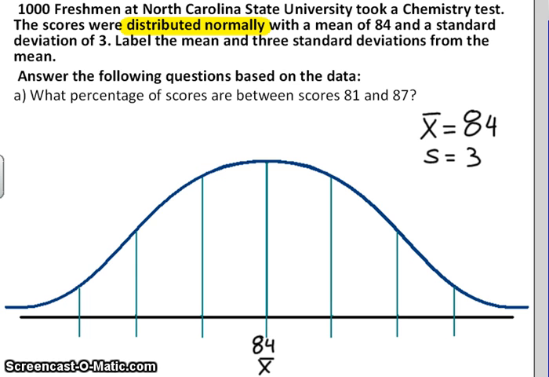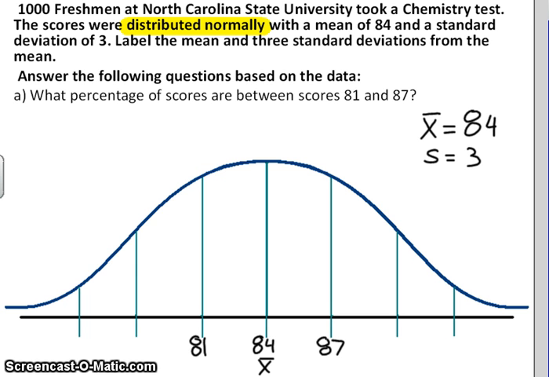Now I need to fill in the standard deviations. I know that each line is 1 standard deviation above or 1 standard deviation below the mean. So I will label those 2 first. So to get 1 standard deviation above 84, I take 84 and I add the standard deviation S to it, which gives me 87. To get the 1 standard deviation below the mean of 84, I simply subtract 3, which gives me 81.